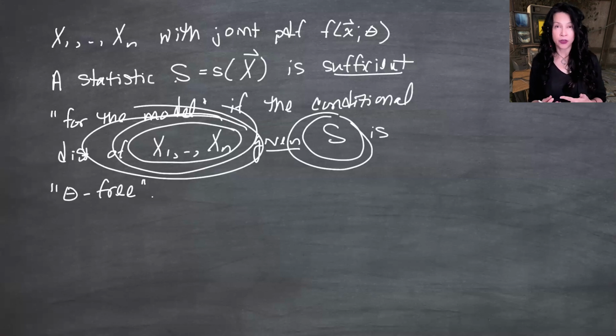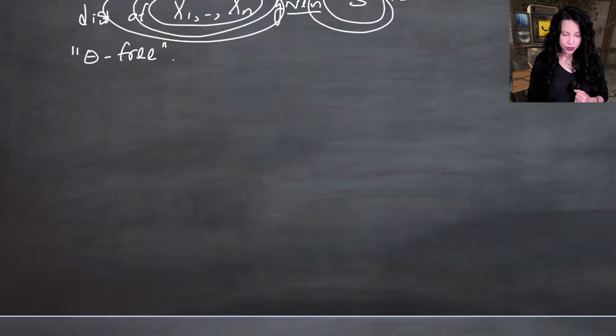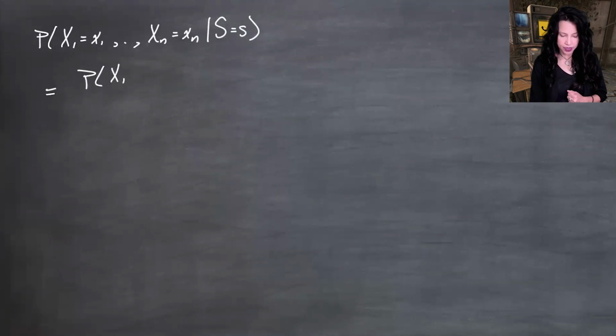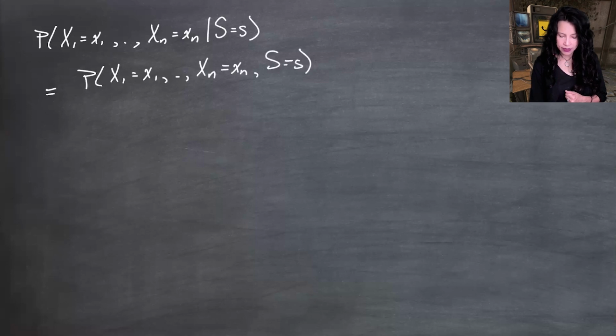But something interesting happened along the way that I claim will happen every time. So although this is the definition of sufficiency, whether we have discrete or continuous random variables, it's usually easiest to talk about this conditional stuff in the discrete case where we have probability. So last time we looked at the probability that X1 equals little x1 out through Xn equals little xn, given S equals little s. And this is the probability, this is the big n plus one dimensional joint probability of all this stuff happening, comma S equals s, over the probability that S equals s.